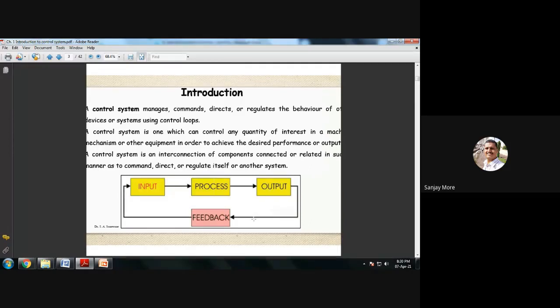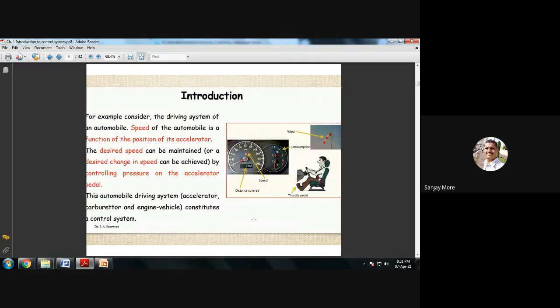Okay. Means you are sitting in a room, and there is the room temperature and the outside temperature, so you have to maintain the room temperature so that you are feeling well. So here is an example, speed. Automobile, two-wheeler, four-wheeler, accelerator speed. This is one of the examples of the control system.